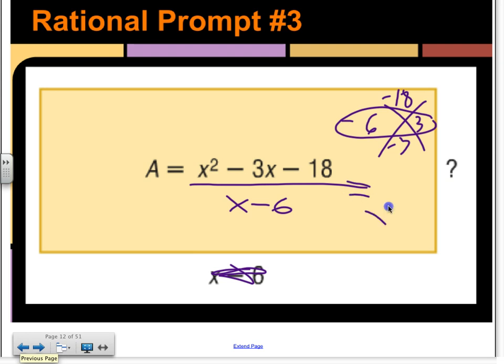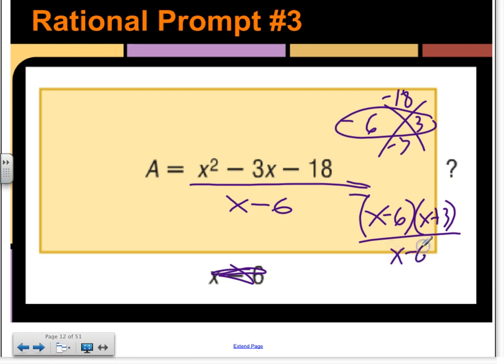x minus 6, and then x plus 3. Good. What's the bottom going to be? Is it already factored? Look at the bottom. It's already factored. How do we know that? Look at the power. It's 1. Every time it's 1, we don't have to do anything about it.